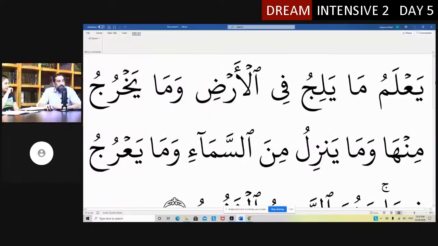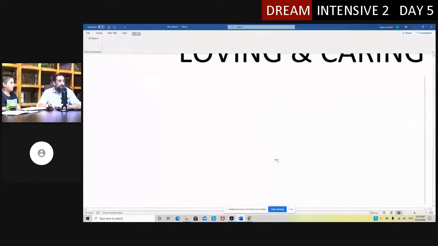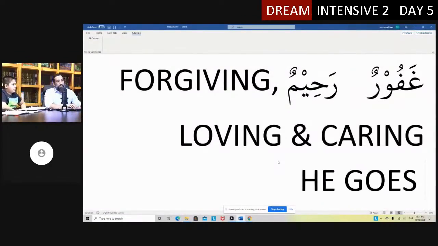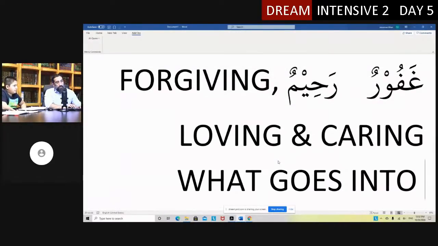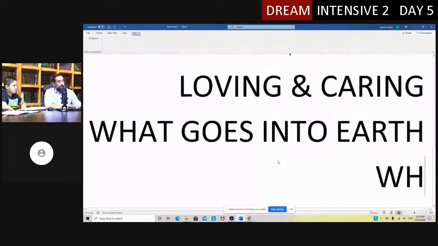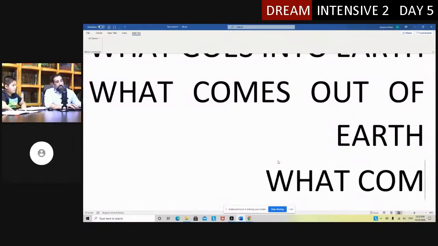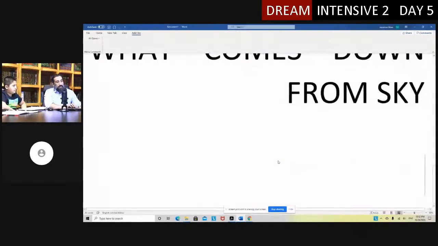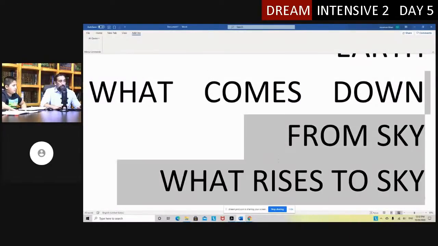Now let's come to the ayah. He knows what goes into the earth and what comes out of the earth, and what comes from the sky and what goes up into the sky. Those are the four things He said. So let's write those out over here so you can visualize it. He knows what goes into earth and what comes out of earth, and then what comes down from sky and what rises to sky. There are four things.